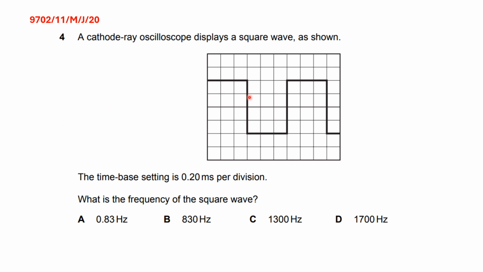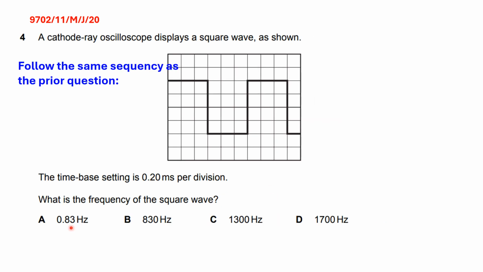All right, now we have a square wave. So, how will you answer this question? A cathode ray oscilloscope displays a square wave, as shown here. The time-based setting is 0.20 milliseconds per division. What is the frequency of the square wave? All right, so let's follow the same sequence as the prior questions. So, identify one cycle. Let's go. So here, good enough.